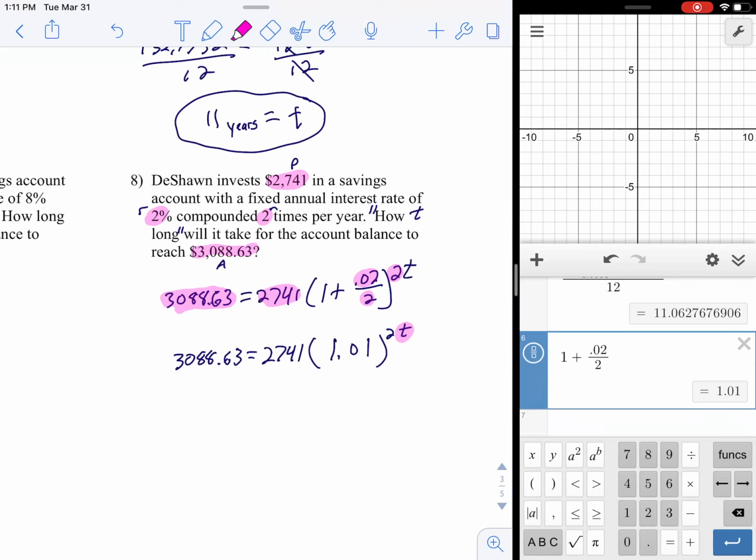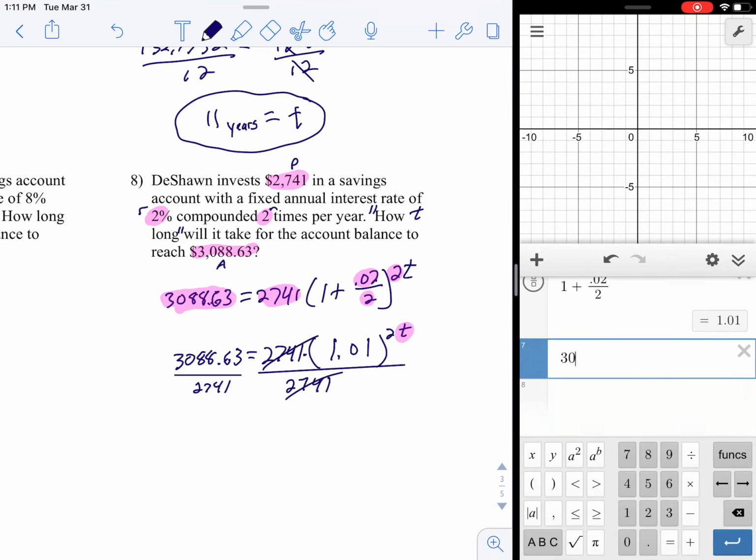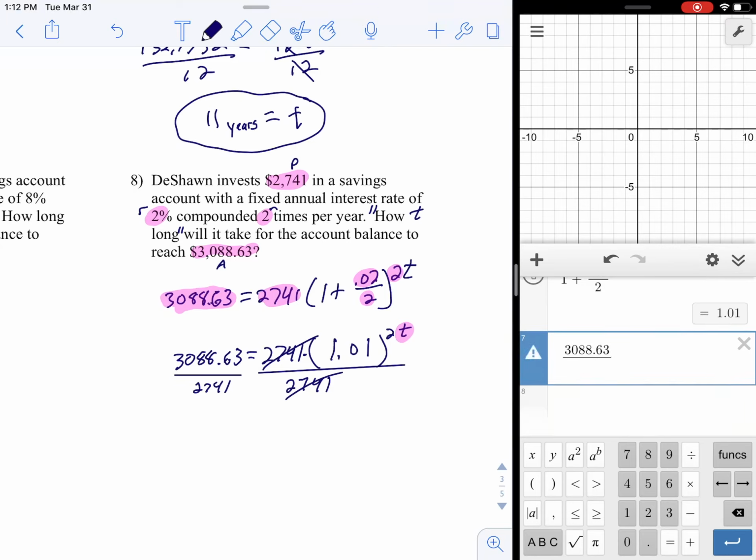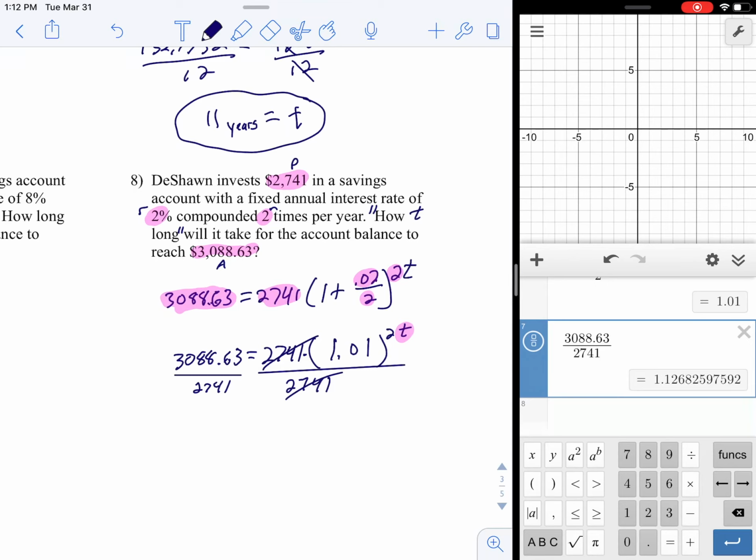We can isolate that variable, and we're going to do it using a logarithm. Before I do that, I do need to cancel out this 2,741, which is multiplied. Opposite of multiply is divide, so I'm going to divide both sides by 2741. Cancel that out. The left, I definitely need a calculator. 3088.63 divided by 2741, 1.1268.